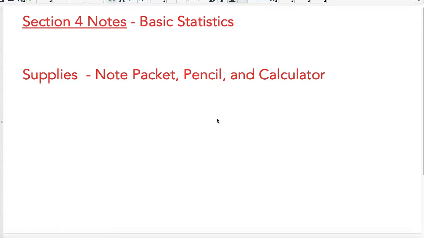Here today in this section 4 notes packet, we're going to cover basic statistics: mean, median, mode, and range. To complete these notes, you need to have your note packet, a pencil, and a calculator. If you need to pause the video to gather those items, do so, and then hit play when you are ready to go.